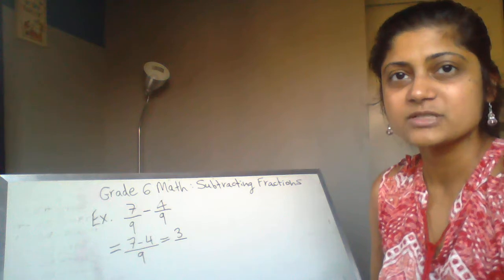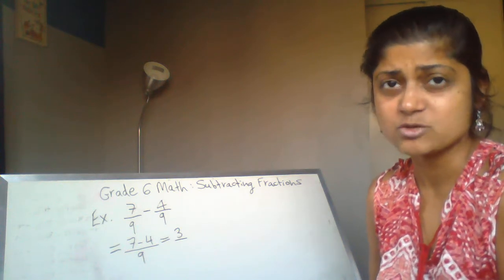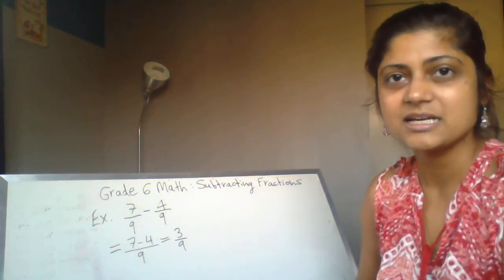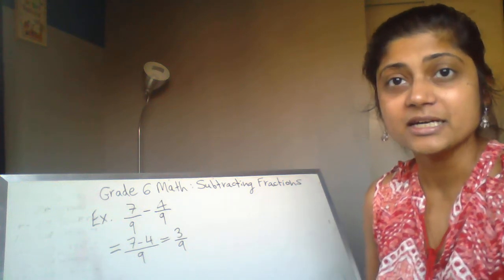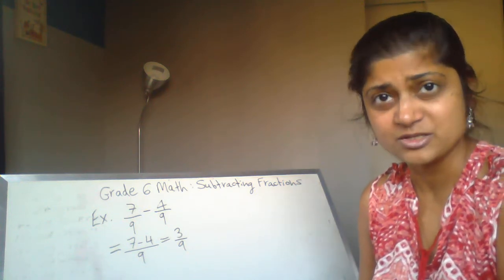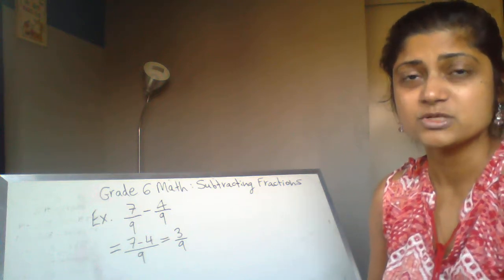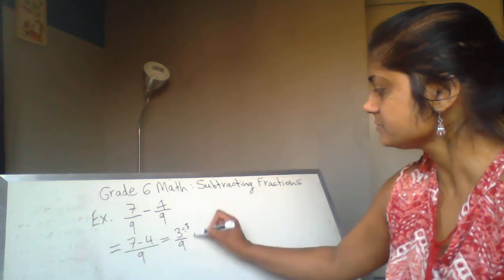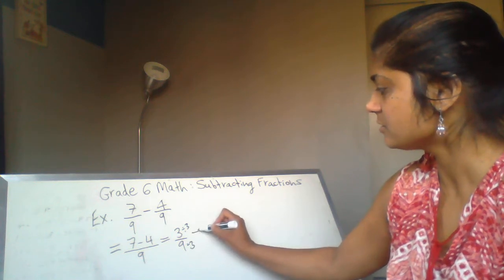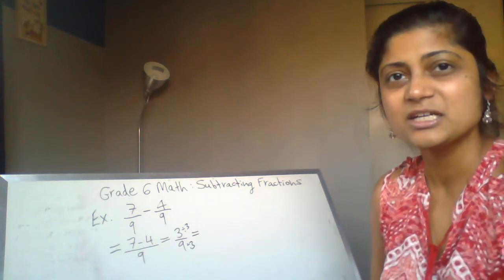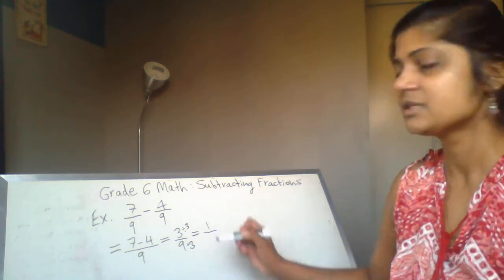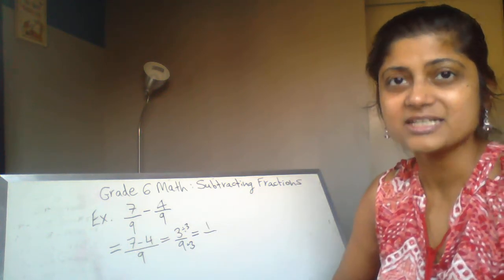And the denominator does not change here. It's going to be the same. So it's going to be 9. Okay. So I see that I have 3 over 9. And again, remember, this is not my final answer. I have to make sure I'm reducing all the fractions. So what I'm going to do is divide it by 3 on both the top and the bottom. So 3 divided by 3 here, which is equal to 1. 9 divided by 3 is equal to 3.